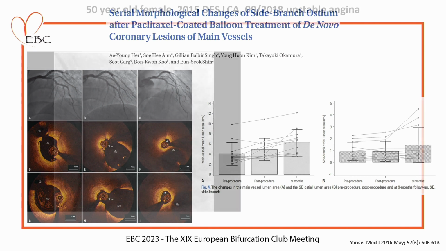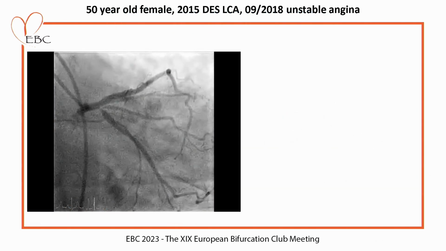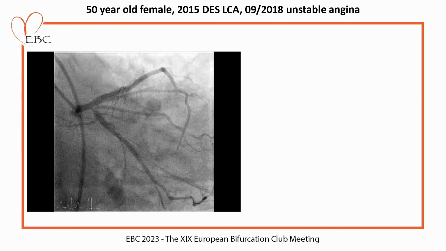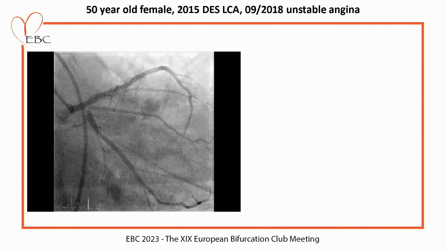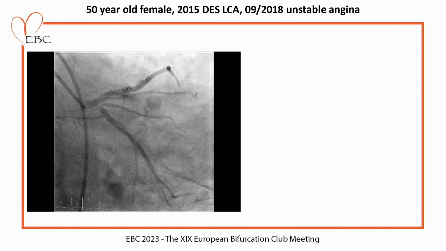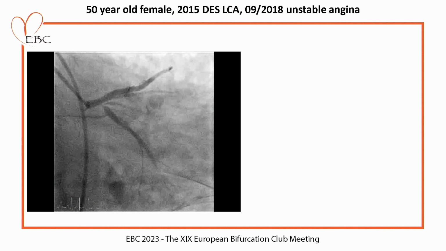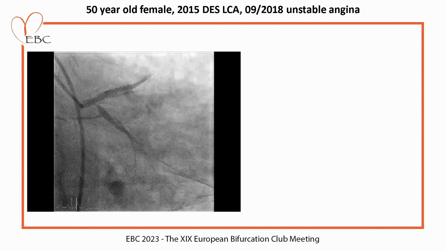The origin of the side branch is improving, and this is an example, not exactly looking at this, but it shows you the effect of treatment in the main branch to the side branch. This was this ostial circ with the intermediate branch.